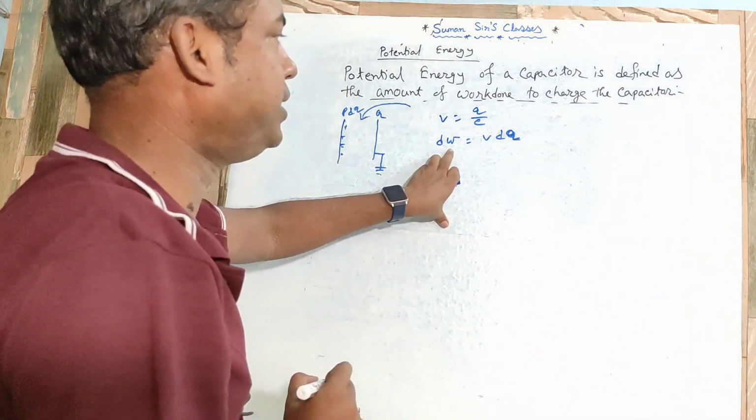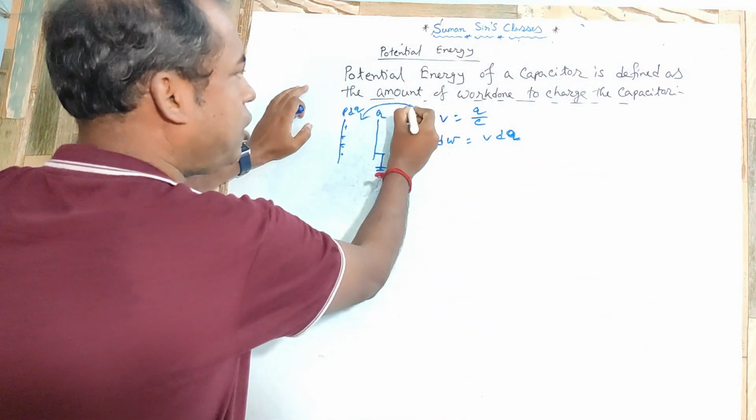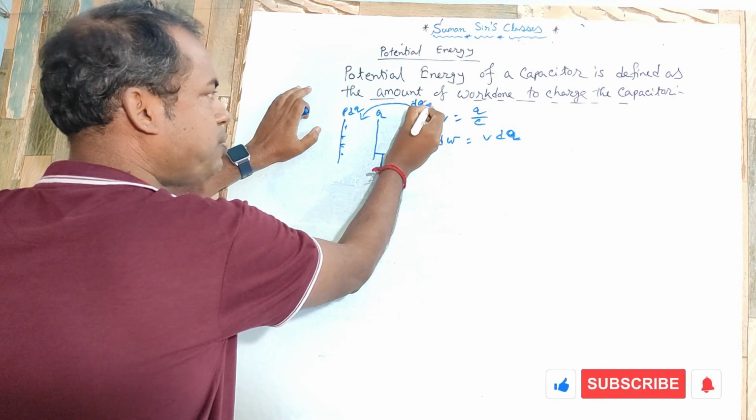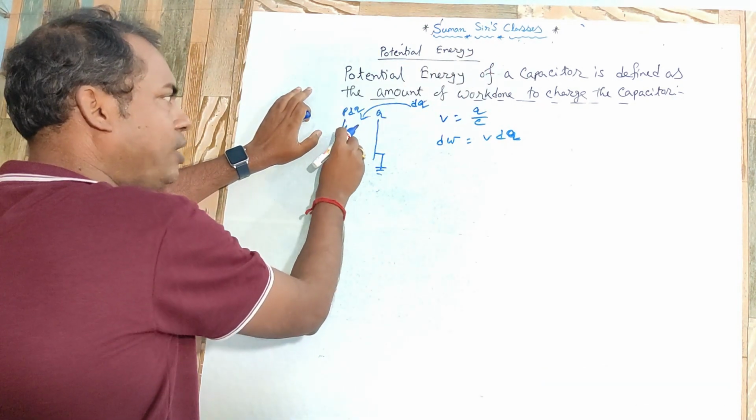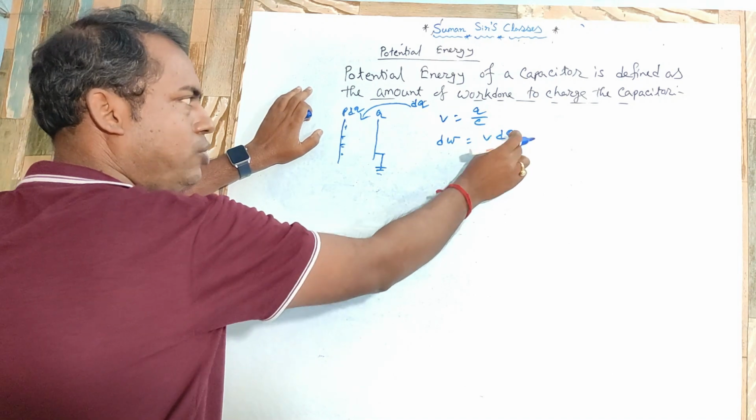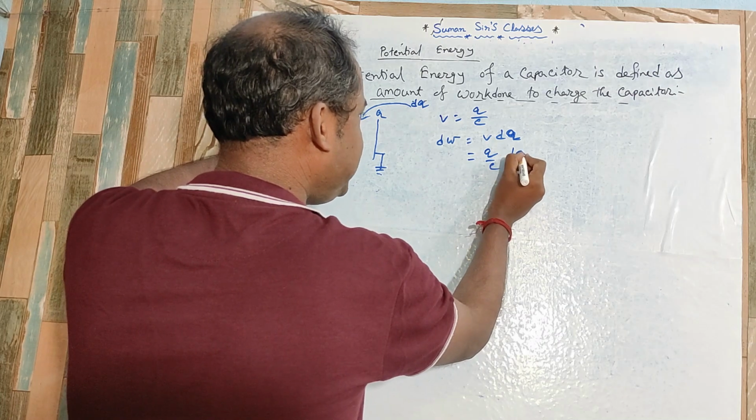Understood? That is clear. That is dW, that is the total work done. Okay, so consider dq amount of charge. This charge is moving from infinite distance to a specific field. So total work done in this case is V into dq. Now what is the value of V? That is equal to Q by C. So Q by C into dq.